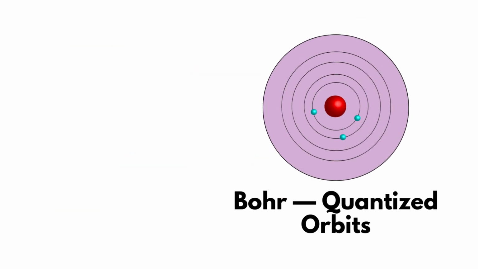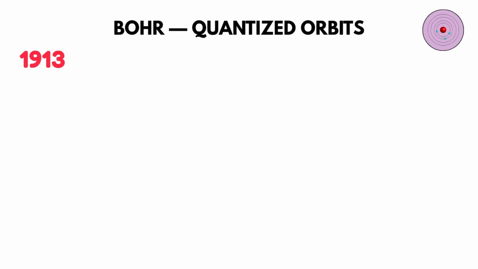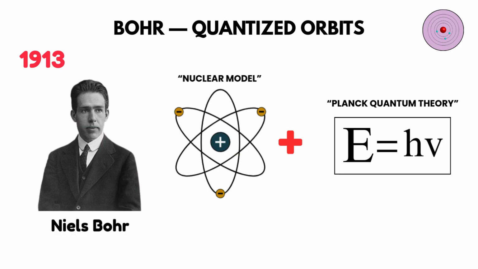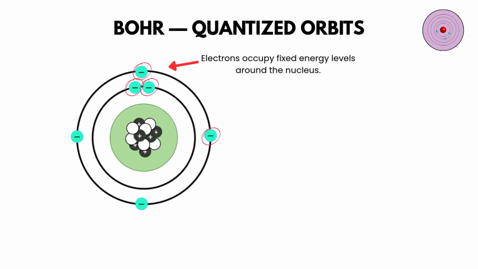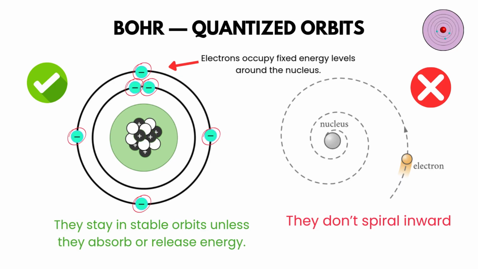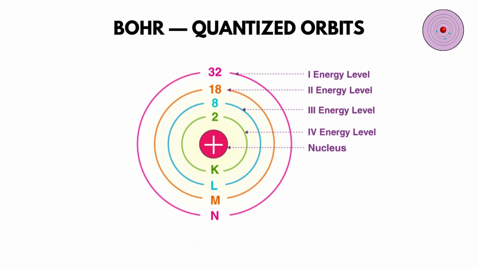Bohr, quantized orbits. In 1913, Niels Bohr combined Rutherford's nucleus with Planck's quantum theory. He proposed that electrons occupy fixed energy levels around the nucleus. They don't spiral inward. They stay in stable orbits unless they absorb or release energy. Each orbit has a specific energy, and the lowest orbit is the most stable.